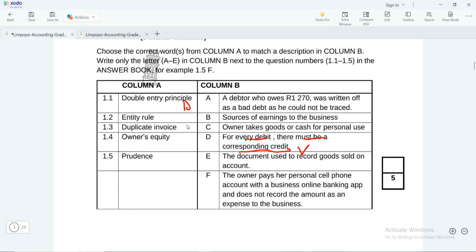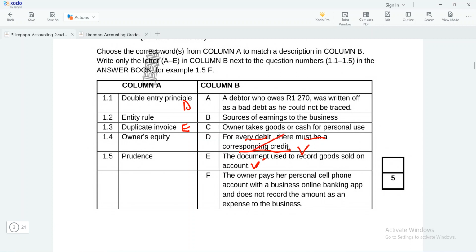We know that we get a duplicate invoice whenever we have bought something that was bought on credit. And here they're saying that the document used to record goods sold on account. If they're saying that you bought on account, it means that you bought on credit. So this one, 1.3, will go with number E. So we know that E is out, so we can cancel out D and E.